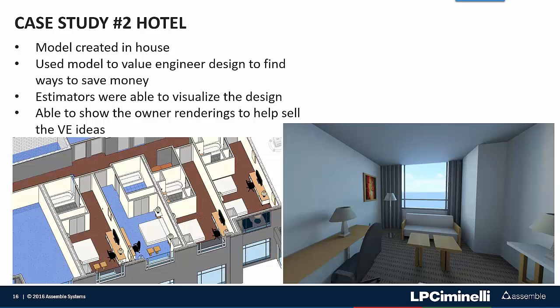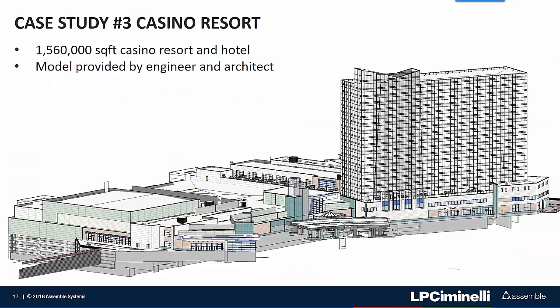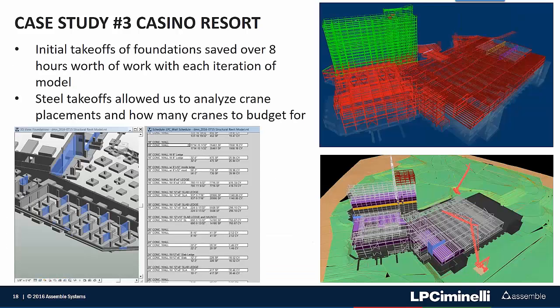So we mentioned a little bit earlier, and David had mentioned a little bit, that we would be talking about the casino resort we were working on. It's 1.56 million square feet, and we did receive the model from the architect and the engineer in this case. When we received this model originally, we started about, I would say, 5 or 6 years ago getting models and getting information for this project.